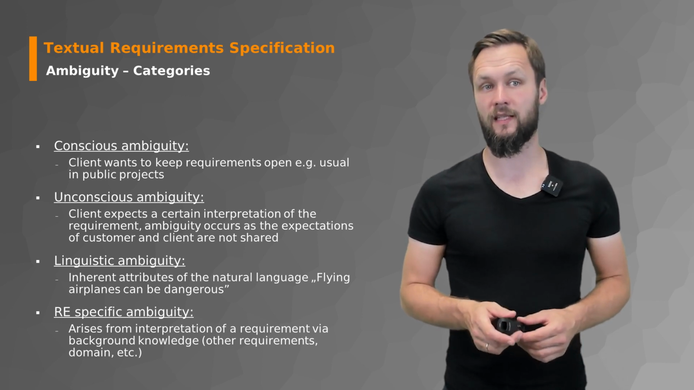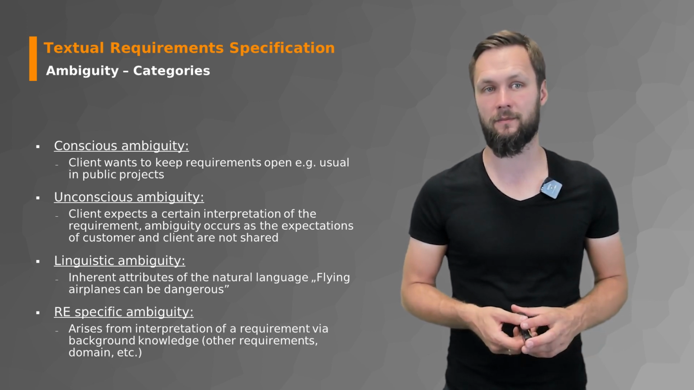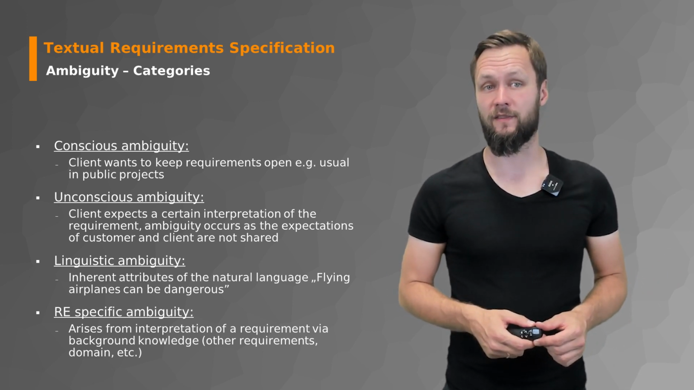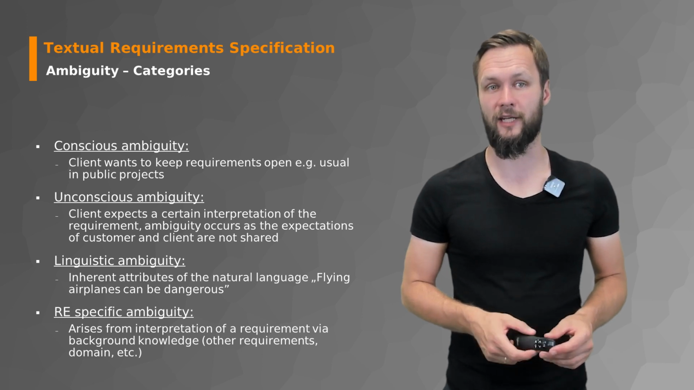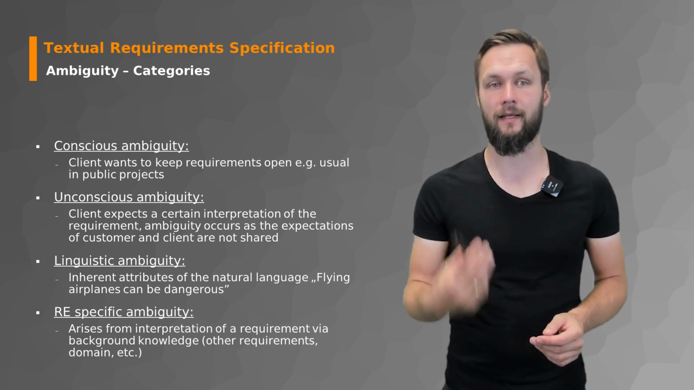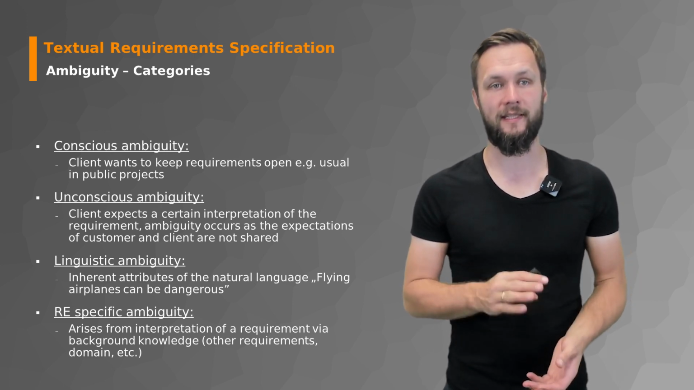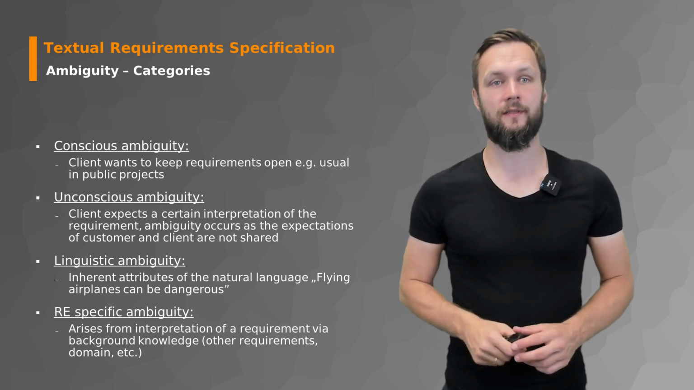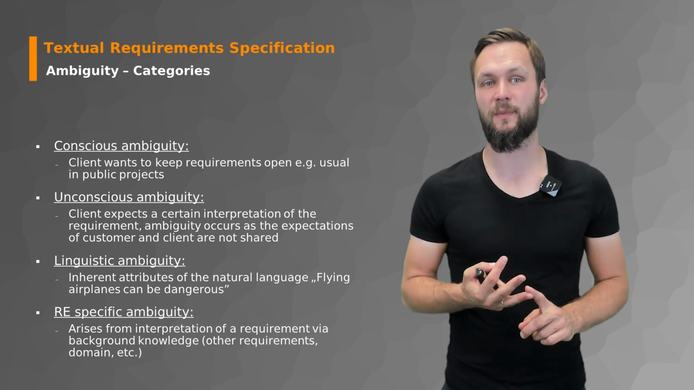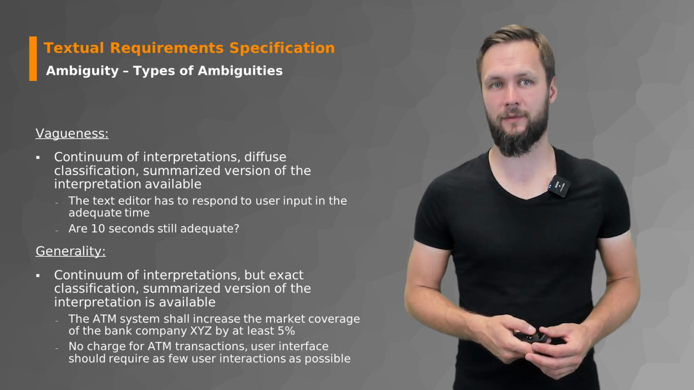Then there's linguistic ambiguity, inherent attributes of the natural language. "Flying airplanes can be dangerous," which is very vague. And then requirements engineering specific ambiguities arise from interpretation of a requirement via background knowledge, other requirements, or from a different domain, and so on. So always make sure that all the information is there to properly interpret a requirement. So 4 different categories of ambiguity: conscious, unconscious, linguistic, and requirement-specific ambiguity. So besides the 4 categories of ambiguity, we also have different types of ambiguity.